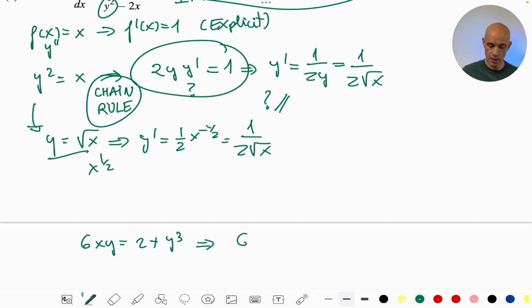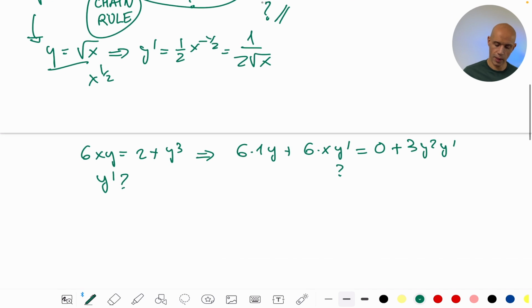So it's going to be 6, the derivative of x is 1, times 1, plus 6x y prime, that's the one that we don't know, equals 0 plus 3y squared y prime. Now you have to isolate y prime, right? So this is your goal. You're going to write all the y primes on one side, and the rest on the other. We can also divide by 3 first. So what we have is 2y.